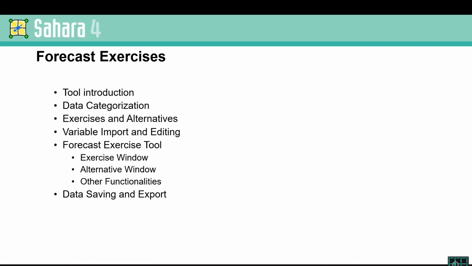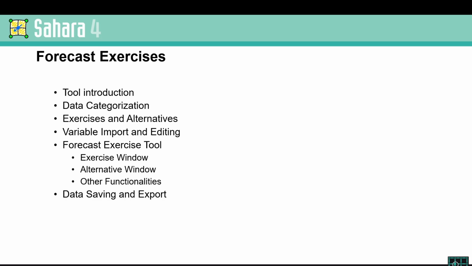To organize this tutorial, we are going to divide it in the following items. First, we are going to do a quick introduction to the tool and explain exactly what we are talking about when we discuss a forecast exercise. Then, we are going to talk about how the different information that defines a forecast exercise can be classified. What are we talking about when we discuss exercises and alternatives? What are they? And different examples as well.